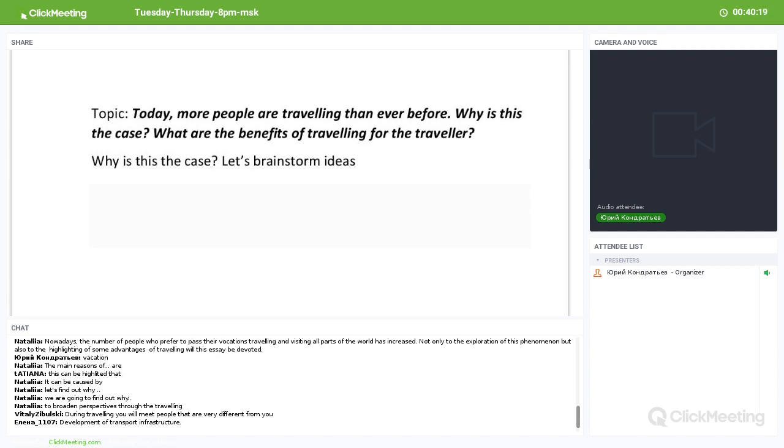Development of transport infrastructure. Okay, right. This is the reason. So, Vitaly, your sentence is mostly not the reason, not what is the case, why is this the case, but what are the advantages mostly. However, well, you can also state it as a reason, but I think it would be more suitable in the advantages, in the benefits paragraph.